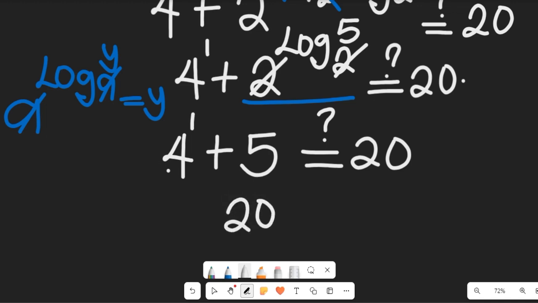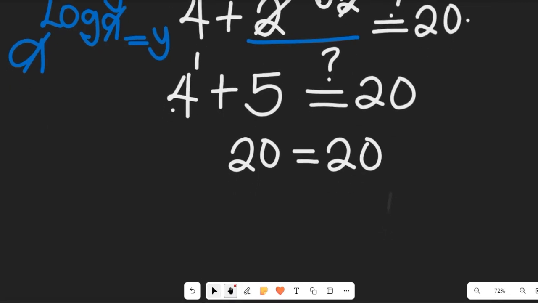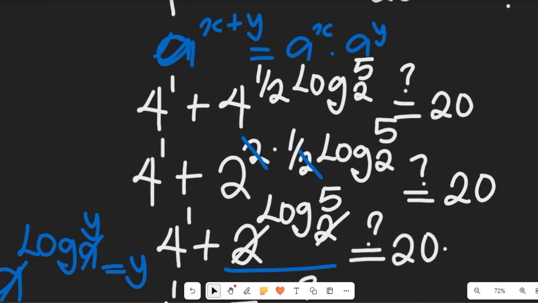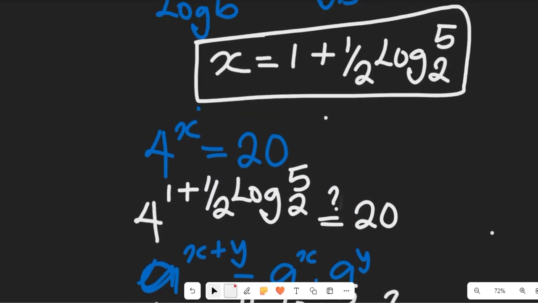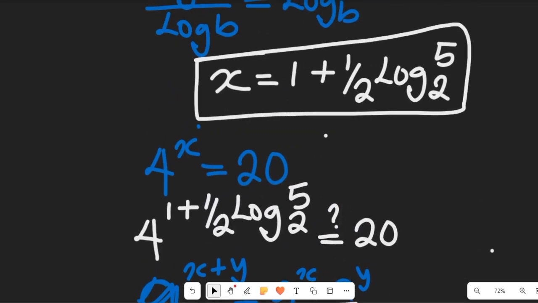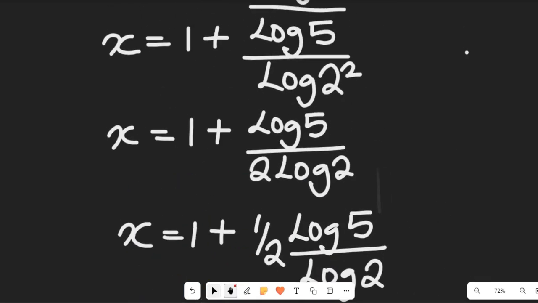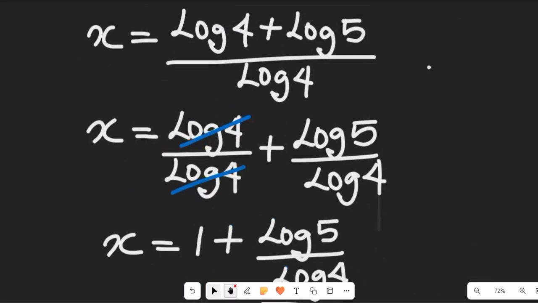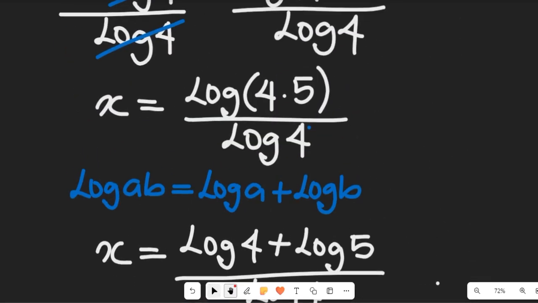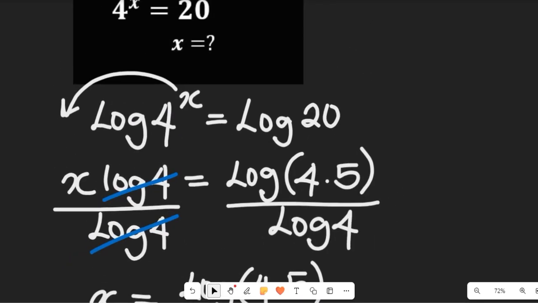So 20 is equal to 20. From that expression, we can see that the result, which is x equal to 1 plus half log 5 base 2, is the correct solution that satisfies the expression given to us up there. Very easy and straightforward.